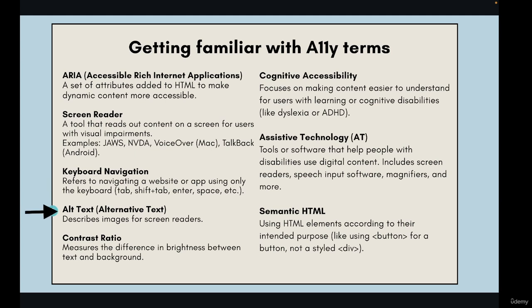Alt text, or alternative text. This describes the image for screen readers. For example, people that use JAWS, NVDA, or VoiceOver, when they get to an image that has no description, VoiceOver will just say image 1234.jpg or something like that. So alt text is very important because all the images need to have a description. Contrast ratio. This measures the difference in brightness between text and background. Because trust me, if the website does not meet minimum color contrast, colorblind people will fail to use your website and they'll have a lot of trouble using it.